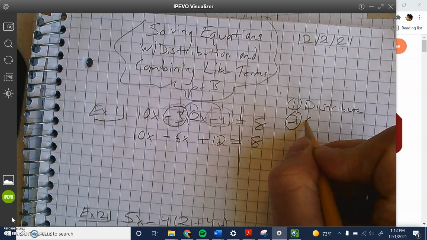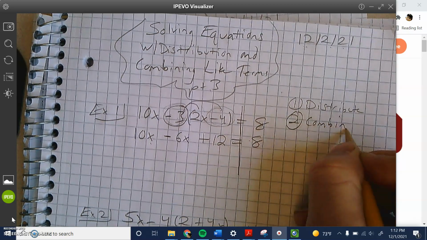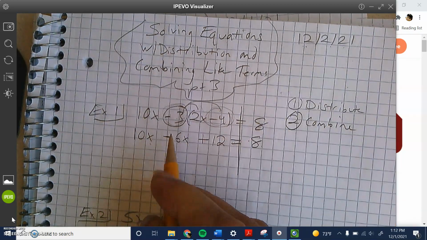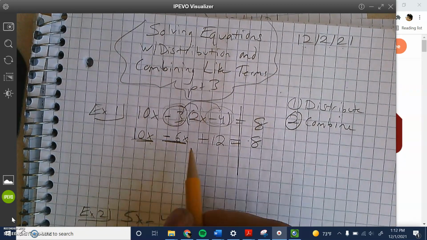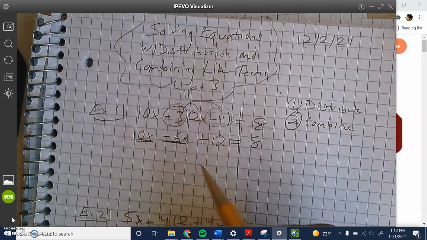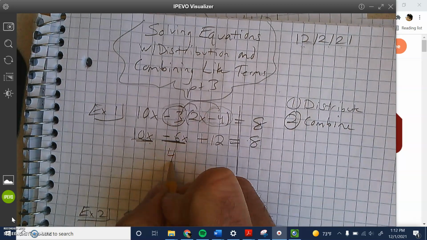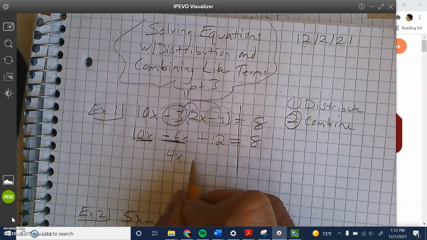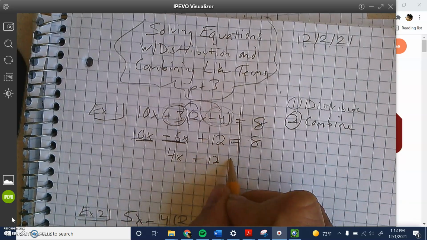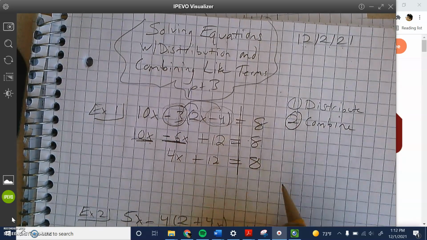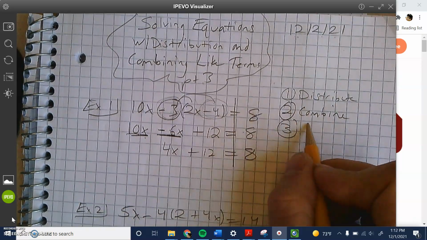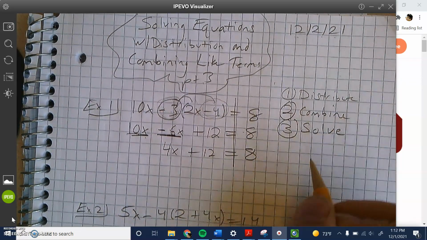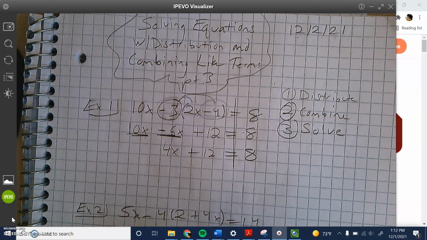Step 2, you know what it is. Combine like terms. So I look here. I see 10x minus 6x. 10x minus 6x is 4x. Then copy the rest down. Plus 12 equals 8. Step 3. Now you solve using opposite operations.